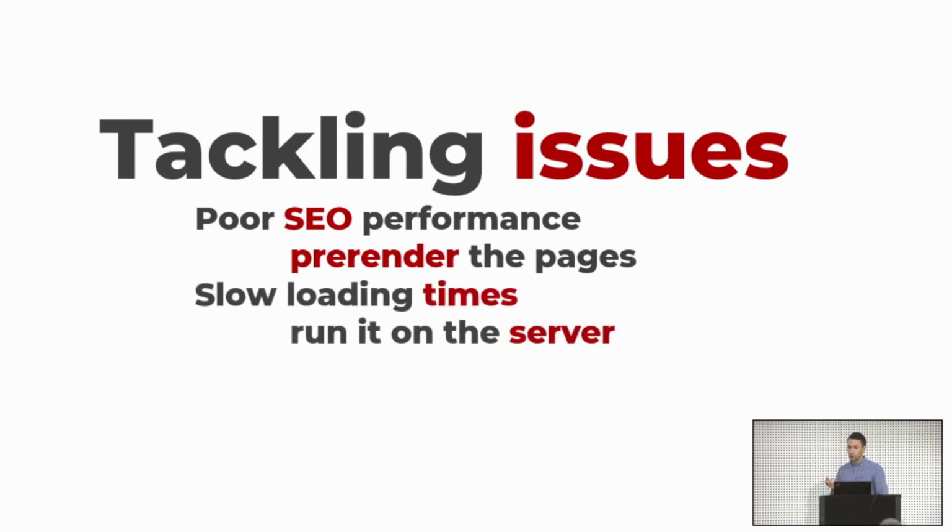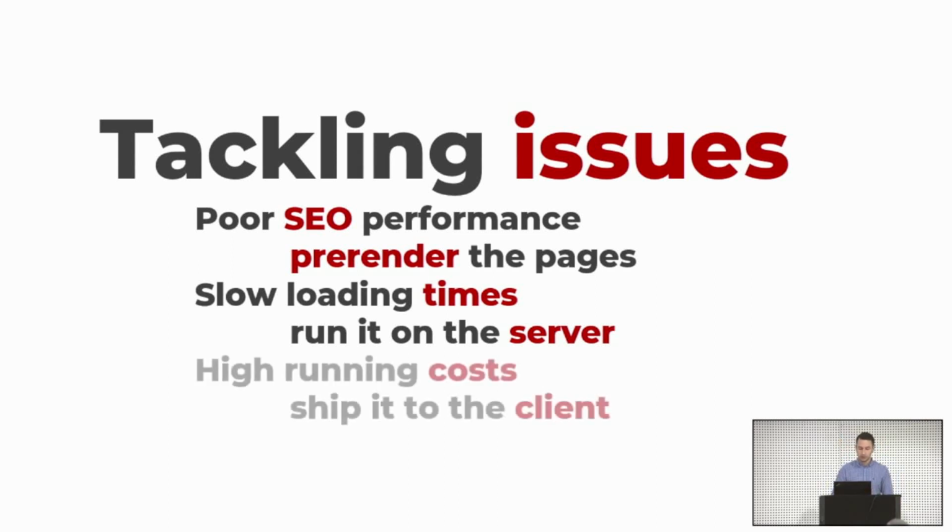If you have slow initial loading times, most probably you're once again using client-side rendering. Just run everything on the server, therefore reducing the bandwidth between the front end and the back end, and delivering a quicker initial loading experience. And if you're experiencing high running costs, well, you're obviously running a server-side rendered application, and those users are growing and therefore demanding more computing power, which is costing you on your monthly AWS bill. So you might want to ship that to the client. Just choose client-side rendering.